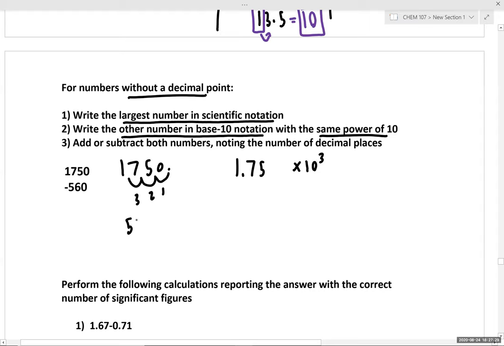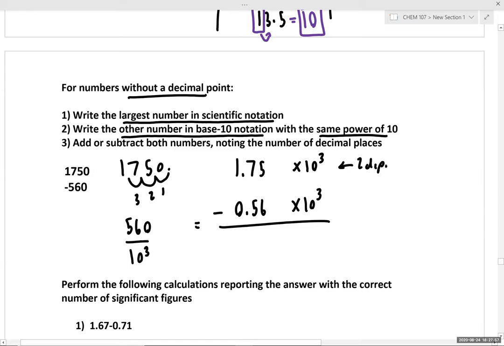Now what I'm going to do is take 560 and divide it by 10 to the third. That in turn gives me 0.56 times 10 to the third. So now both of my numbers have the same power of 10, so I'm able to add and subtract them. As I can see, my top number has 2 decimal places. My bottom number has 2 decimal places, so my final answer should have 2 decimal places.